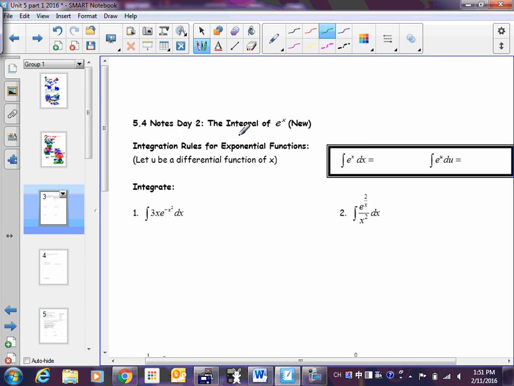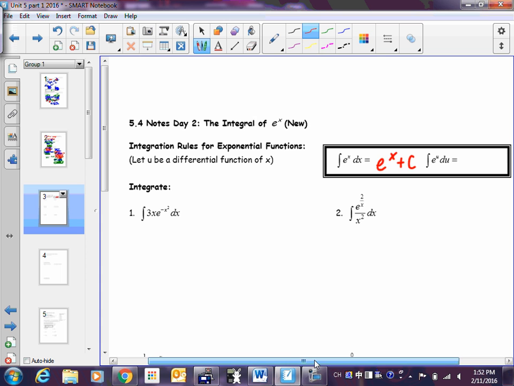Right, so if the derivative of e to the x is e to the x, then what do you think the antiderivative of e to the x is? E to the x. It goes both ways. The double derivative is e to the x. The triple derivative is e to the x. The antiderivative is e to the x. Okay, the only thing we're missing here is what do you do when you integrate? You put plus C. Okay.